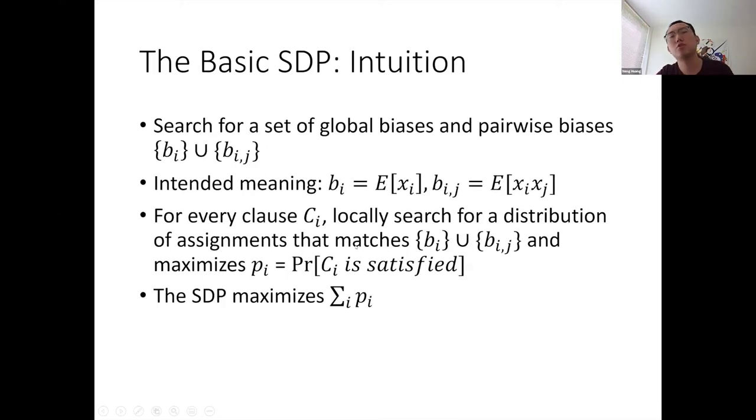Let me tell you the intuition of this basic SDP. It first searches for a set of global biases and pairwise biases, b_i and b_ij. Their intended meanings are: b_i is intended to mean the expected value of the variable x_i, and b_ij is intended to mean the expected value of the product x_i times x_j. Then for every clause C_i, the SDP locally searches for a distribution of assignments that matches these biases and pairwise biases. The first moment of this distribution is given by b_i, and the second moment is given by b_ij, and it maximizes the probability that the clause C_i is satisfied by this distribution. The goal of the SDP is to maximize the sum of these probabilities.